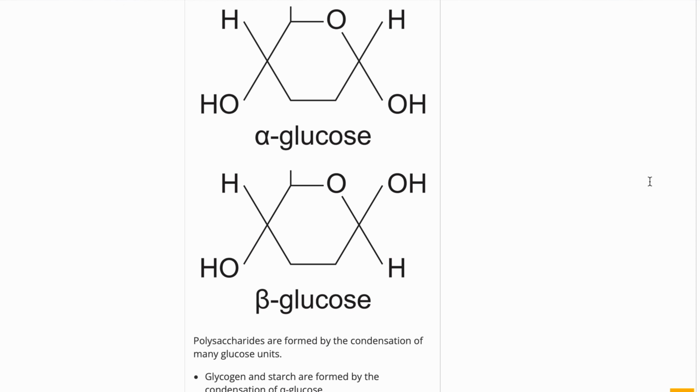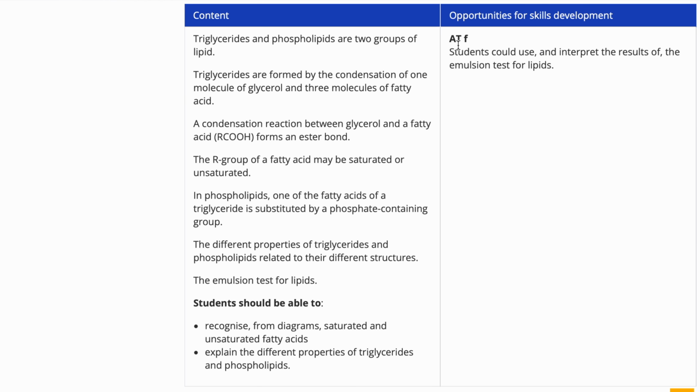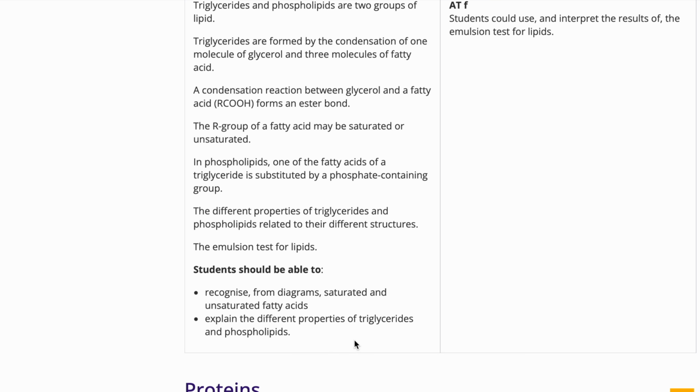Scrolling down again, we've got another opportunity for development. And here, students should be able to recognise from diagrams saturated and unsaturated fatty acids. Another thing you could be putting on flashcards. And explaining the difference of properties between triglycerides and phospholipids. So you could be making tables comparing the two and keeping that to hand so you can look back and remember the differences between the two.